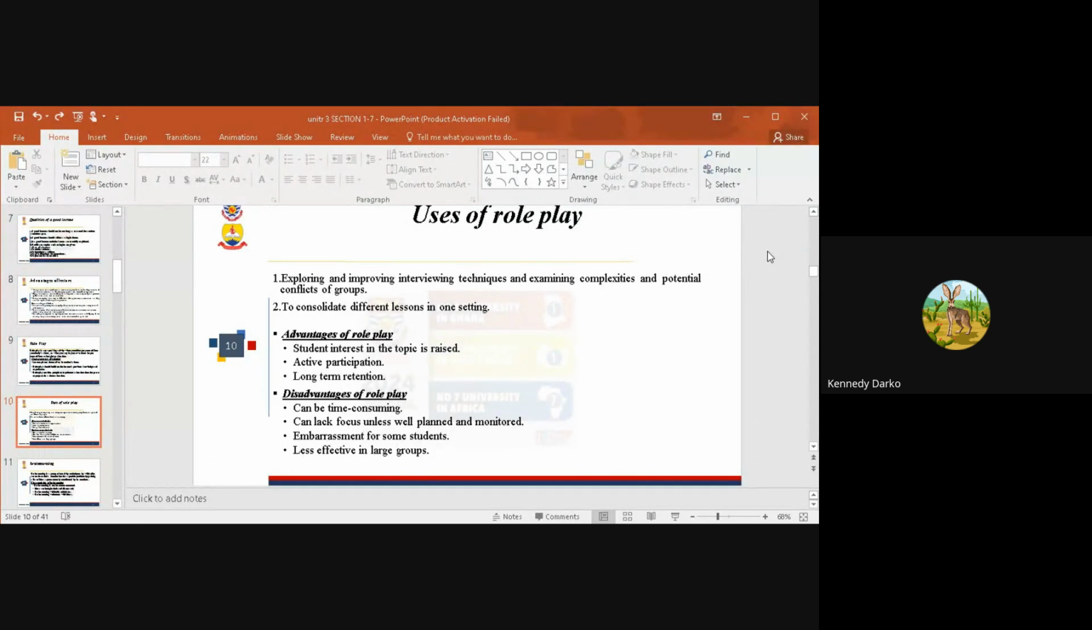We are also saying there is embarrassment for some students. Someone played a role nicely, you ask student B to come and do it, and student B was not able to do it, and it becomes an embarrassment to the student. You get it? It is also less effective in large groups. When the group is very large, it is less effective. So for role play, normally we have to have a small number of people playing that particular role. All right.